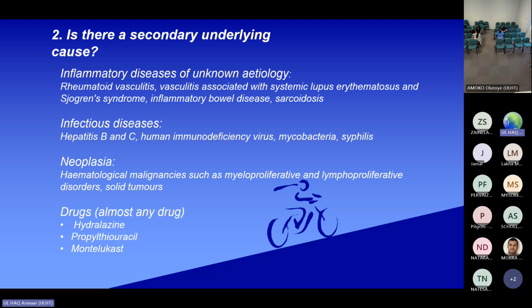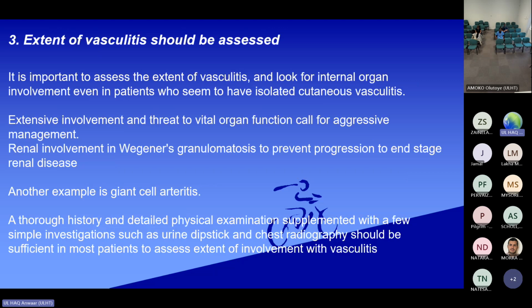Neoplasms, hematological malignancies like myeloproliferative disorder, lymphoproliferative disorder, and solid tumors. Drugs that we already mentioned previously: hydralazine, propylthiouracil, montelukast, allopurinol, and TNF alpha inhibitors.